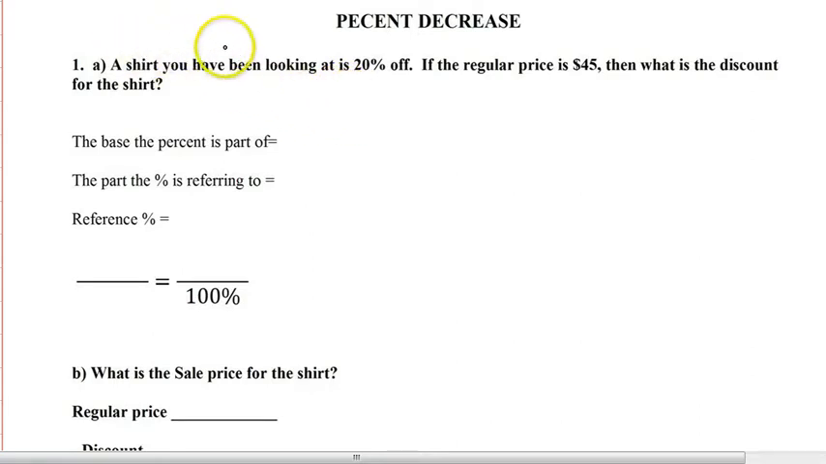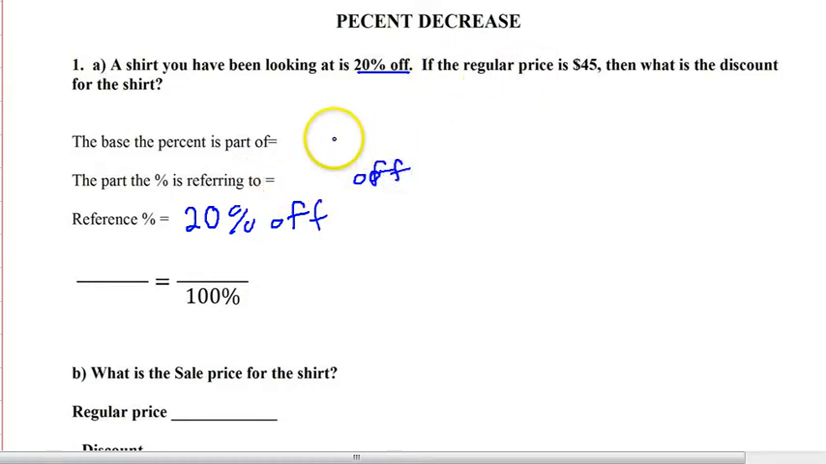A shirt you have been looking at is 20% off. If the regular price is $45, then what is the discount for the shirt? So it's a percent problem because we have a percentage in there. So what we have to do is write our part, our base, and our reference percent again, just like before. So since we're given the percentage, let's put that in there first. It's 20% off, which means the part represents the amount that we get off.